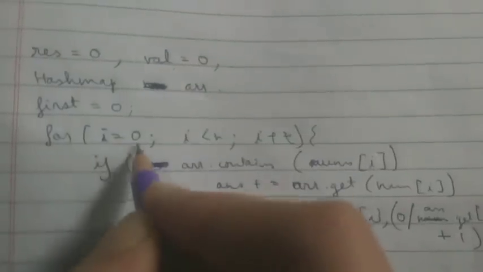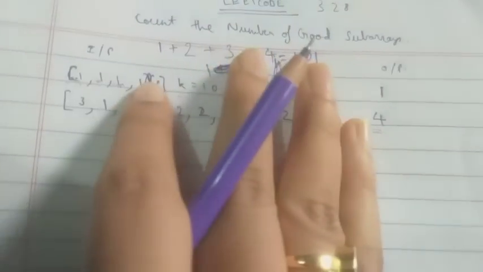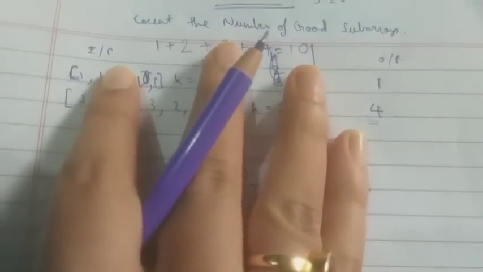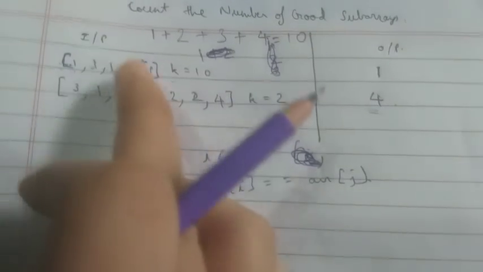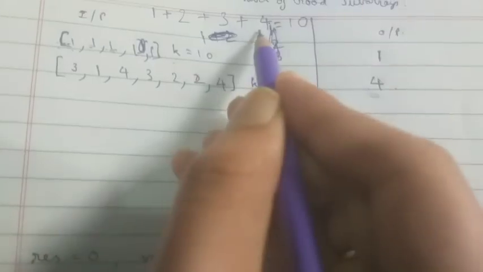Then we run a loop from i equal to 0 to i less than n, and if the map contains nums[i], then we add arr.get(nums[i]), because let's say for this case when we were considering 1, we were counting how many pairs? 1 and 2. That is the frequency of 1 that has occurred earlier, right? For this one we did 4, that is the frequency of 1 that has occurred earlier.